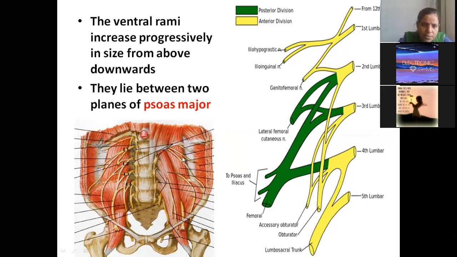Subcostal, then iliohypogastric, ilioinguinal, genitofemoral. Then we have lateral cutaneous nerve of the thigh, femoral. Then obturator, accessory obturator may or may not be present always. Then lower down we will have the sciatic nerve. So between the muscles of the posterior abdominal wall, we are seeing the branches of lumbar plexus coming out. Is that clear, Imad? Yes, ma'am.